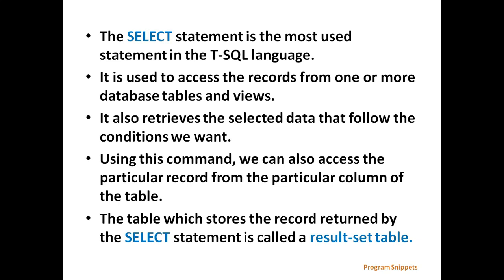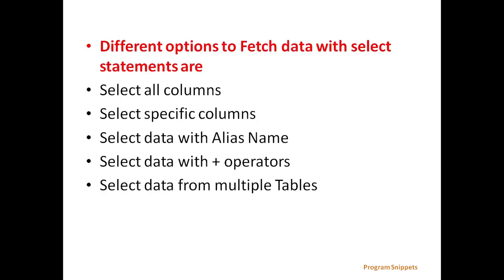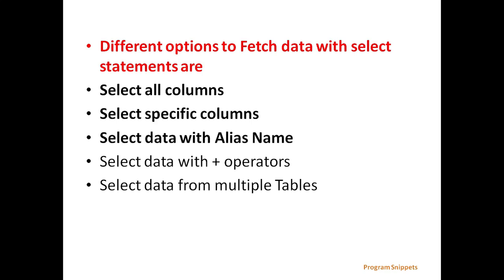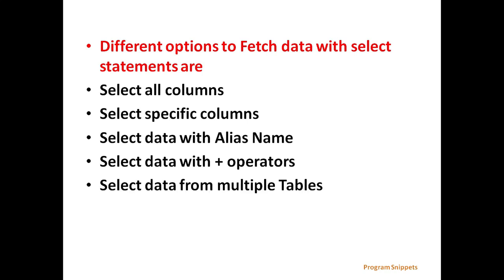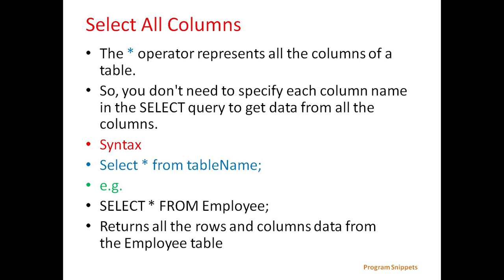The table which stores the records returned by the select statement is called the result set table. Different options to fetch data with select statements are: select all columns, select specific columns, select data with alias name, select data with plus operator, and select data from multiple tables. First we'll see select all columns.